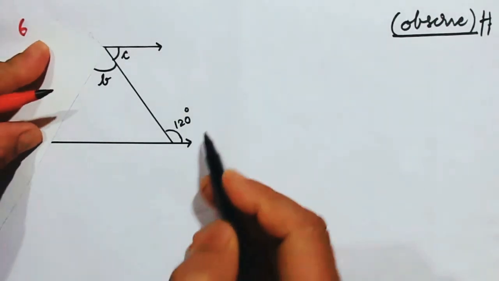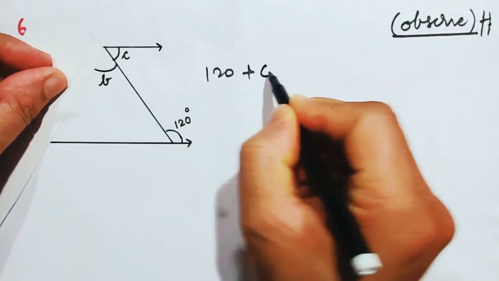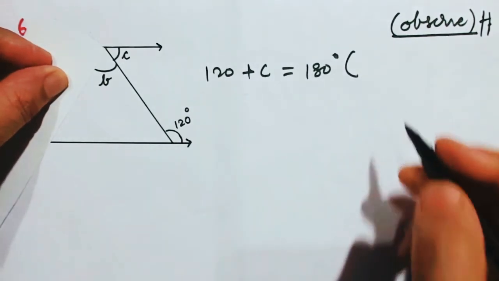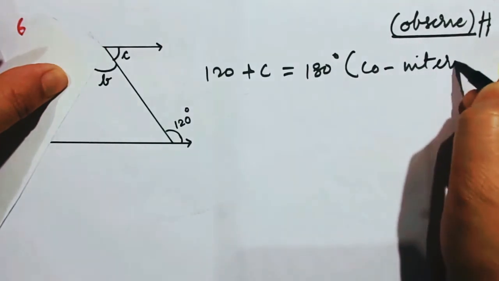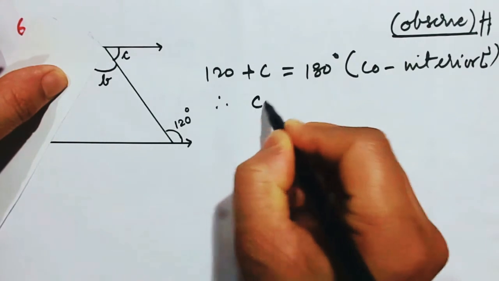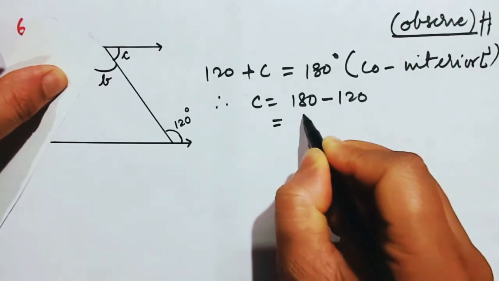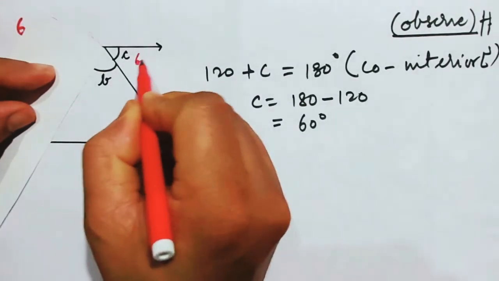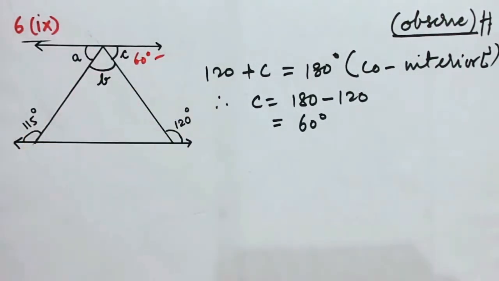However, when we look here, have a look. These two are parallel lines, therefore we can say 120 plus C will be equal to 180 degrees. Why? Because they are co-interior angles. Therefore, C will be equal to 180 minus 120, which is 60 degrees. So I found out the value of C as 60 degrees. Well done.